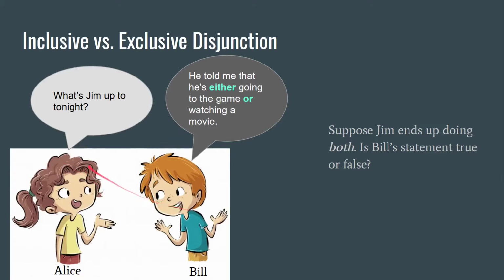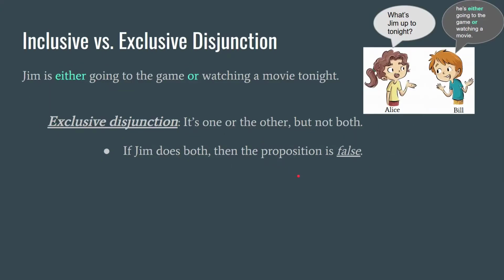Suppose Alice and Bill are talking and they say, "What's Jim up to tonight?" Bill says, "He told me that he's either going to the game or watching a movie." Now suppose Jim ends up doing both. Is Bill's statement true or false? He said he's either going to do one or the other. Well, it depends on if we're reading the disjunction in the inclusive or the exclusive sense.